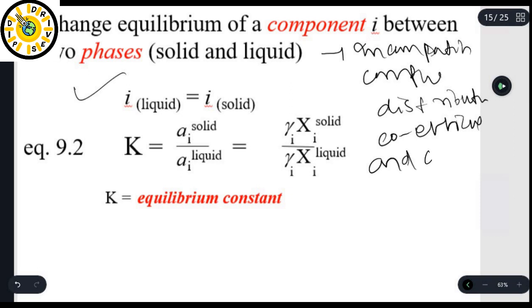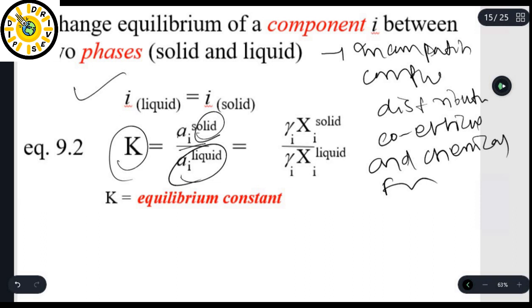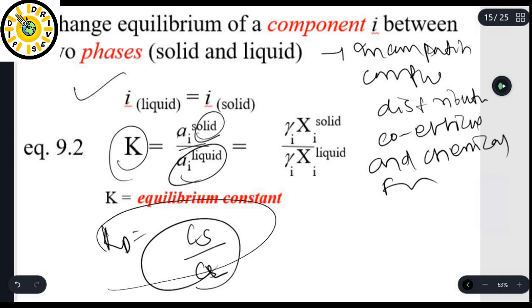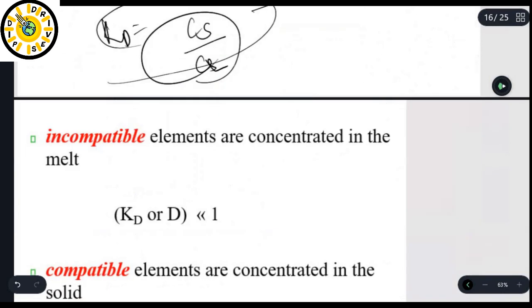Any chemical fractionation depends upon the distribution coefficient, that is the activity of the solid upon the activity of the liquid. That means the concentration of the solid upon the concentration of the liquid. It depends upon the K value, or KD value. It depends upon the distribution coefficient.